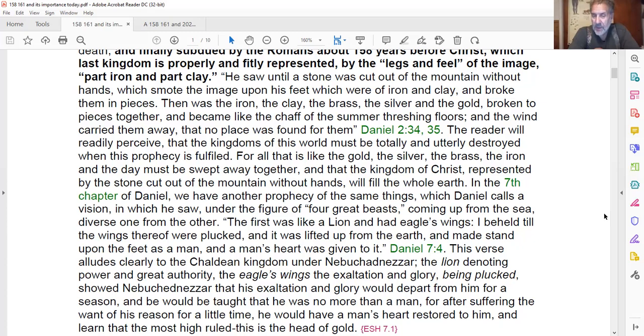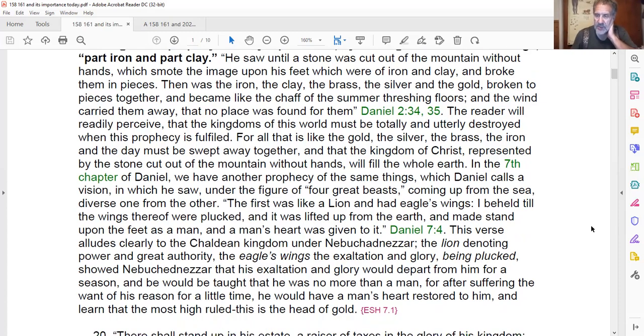So here is Miller addressing this portion of Daniel where Daniel is again calling the lion an it. So this civil government was lifted up from the earth and made to stand upon the feet as a man. This verse alludes clearly to the Chaldean kingdom under Nebuchadnezzar, the lion denoting the power and great authority, the eagle's wings, the exaltation and glory, being plucked, showing Nebuchadnezzar that his exaltation and glory would depart from him for a season and be taught that he was no more than a man. For after suffering the want of his reason for a little time, he would have a man's heart restored to him and learn that the Most High ruled. This is the head of gold.